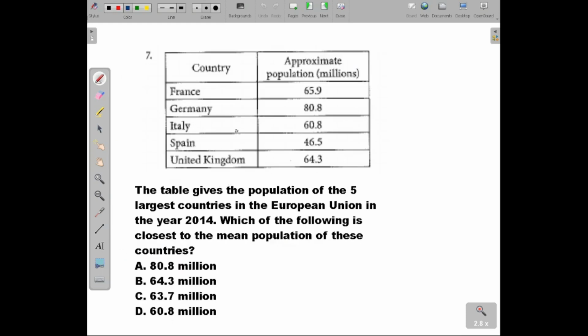Number 7. We have this table with 5 countries and the population for each country in millions. The table gives the population of the 5 largest countries in the European Union for the year 2014. Which of the following is the closest to the mean population of these countries? So we have to find the mean.